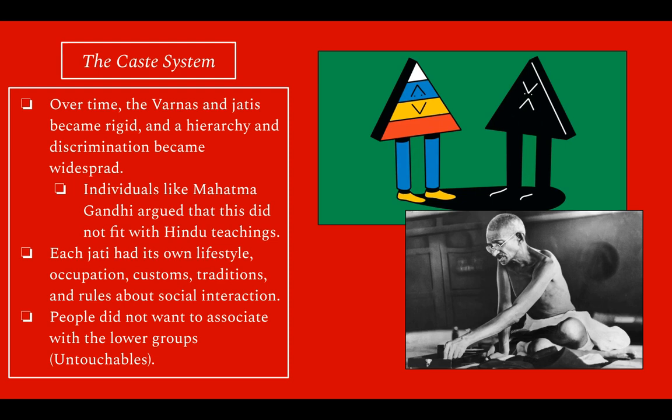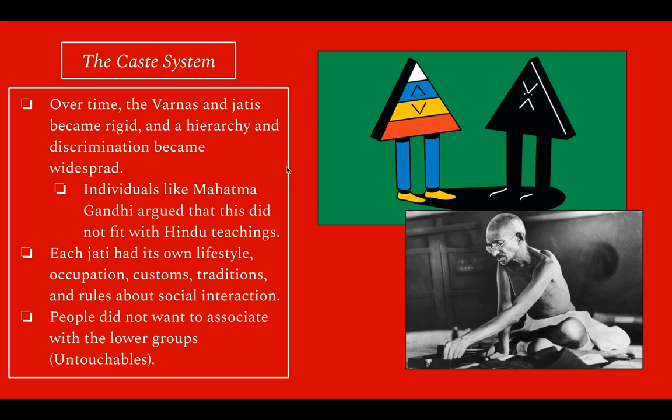So, as I mentioned, the caste system. Over time, the Varnas and Jatis, the Varnas, those four groups, and the Jatis, the jobs within them, became more rigid, and hierarchy and discrimination became widespread. It's spelled widespread wrong, sorry.